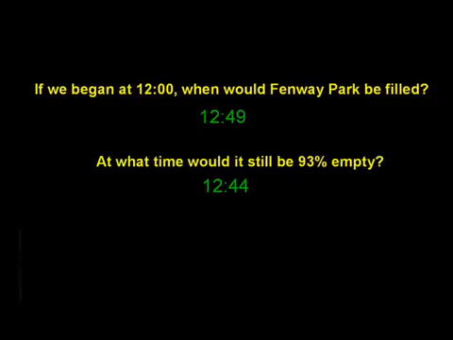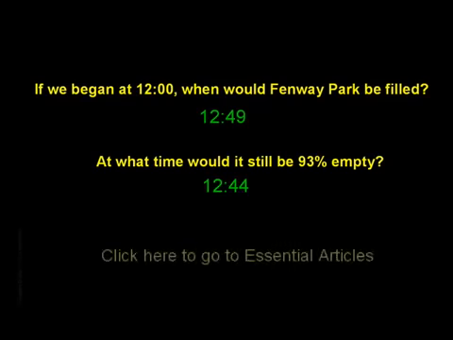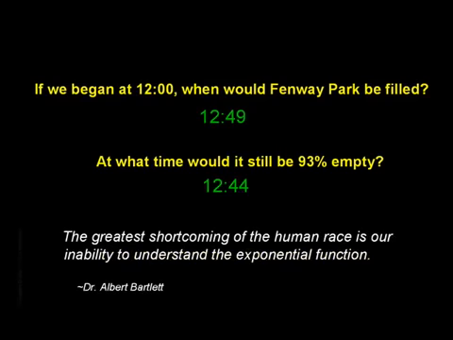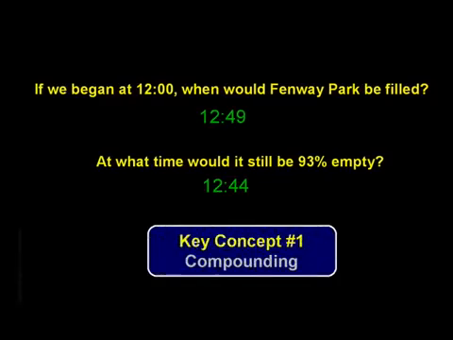This example is loosely based on a wonderful paper by Dr. Albert Bartlett that clearly and cleanly describes this process of compounding, which you can find in our essential reading section. Dr. Bartlett said, "The greatest shortcoming of the human race is the inability to understand the exponential function." And he's absolutely right. With this understanding, you'll begin to understand the urgency I feel. There's simply not a lot of maneuvering room once you hop on the vertical portion of a compound graph. Time gets short. This makes compounding the first key concept of the crash course.